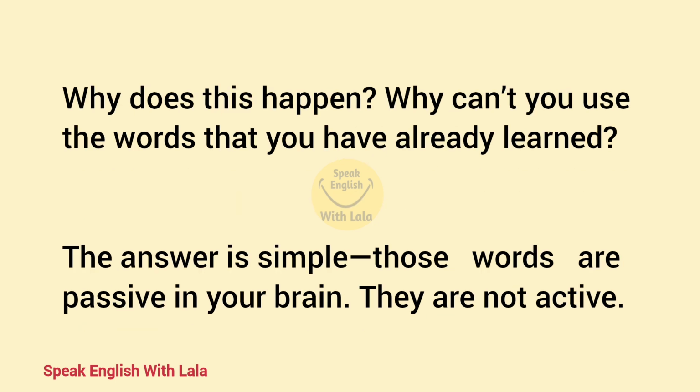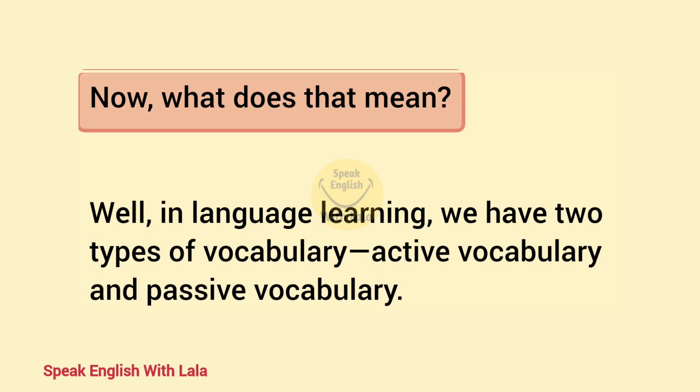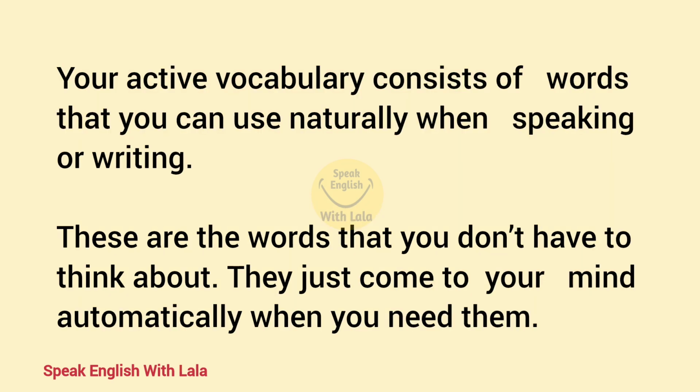Why does this happen? Why can't you use the words that you have already learned? The answer is simple. Those words are passive in your brain, they are not active. Now, what does that mean? Well, in language learning, we have two types of vocabulary: active vocabulary and passive vocabulary. Your active vocabulary consists of words that you can use naturally when speaking or writing. These are the words that you don't have to think about. They just come to your mind automatically when you need them.